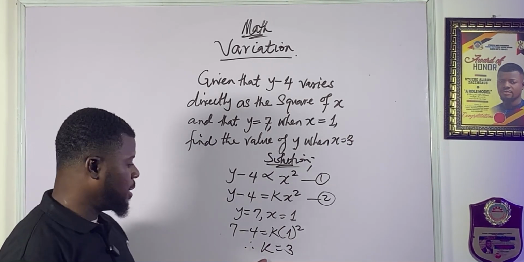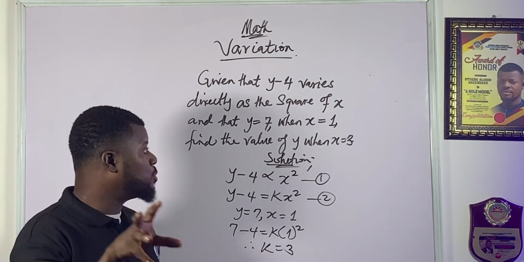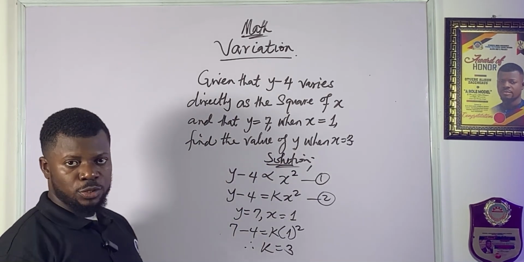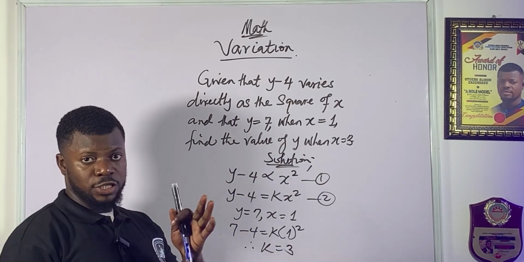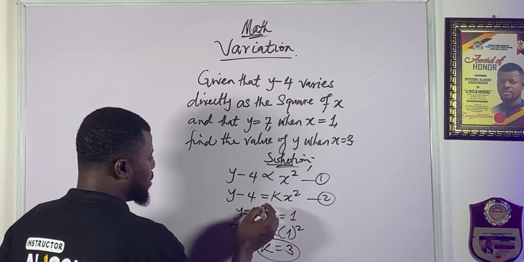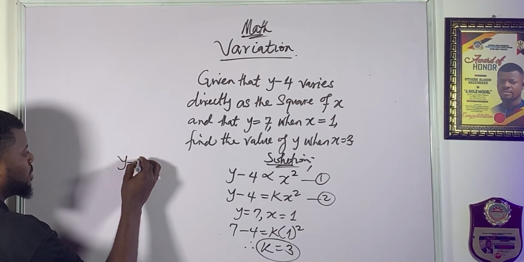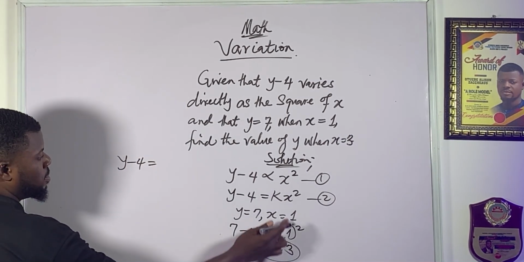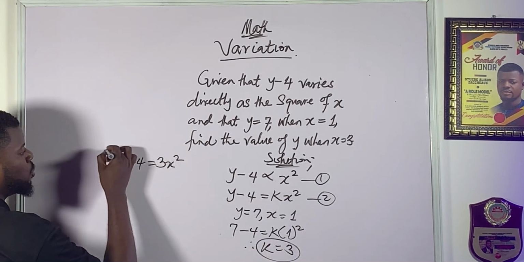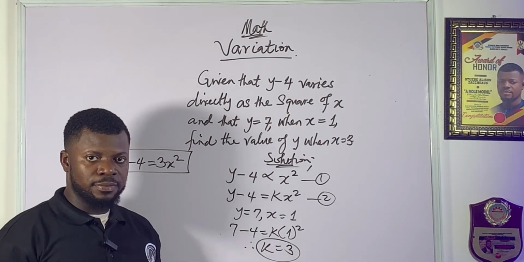Now, we found k to be 3, but that's not the real deal. What we are actually looking for is to find the value of y when x is equal to 3. So what do we need to do? Let's create the relationship between x and y. How do I achieve that? Is to substitute this k for this equation 2. And to achieve that, we just say y minus 4 equal to, in place of this k, we substitute this 3, and then we have x squared. This shows the relationship between x and y, right?